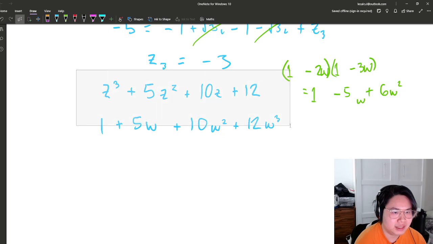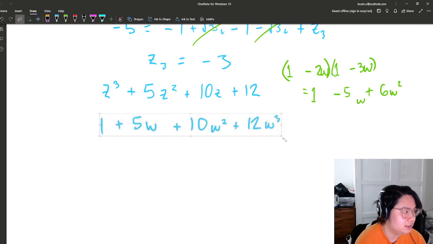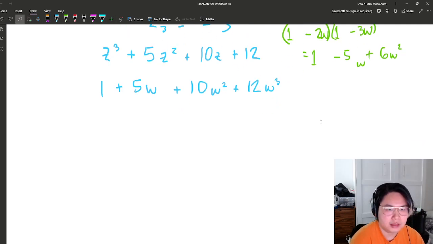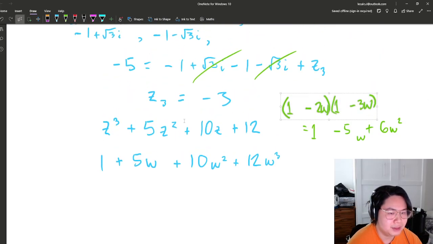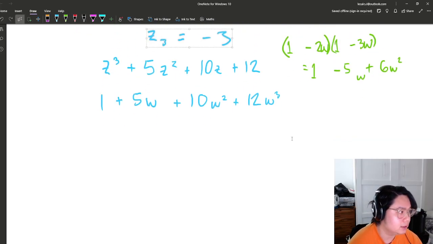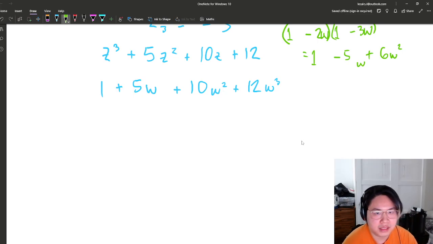And what I've done is I've basically shown what I wanted to do, which is have the same coefficients in the same spots, but just have it in ascending powers of another variable, in this case w. Okay, and then I already know what the factored form of this polynomial is because I know what the roots are. Nice, okay. So hopefully you get what I mean.